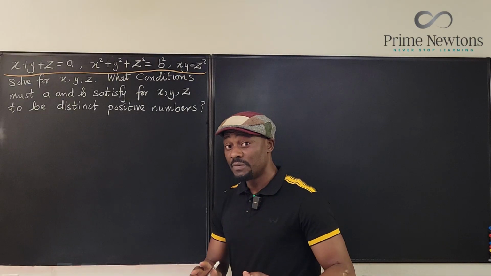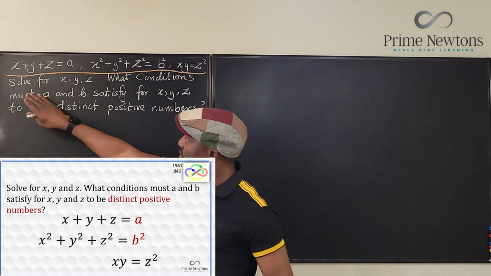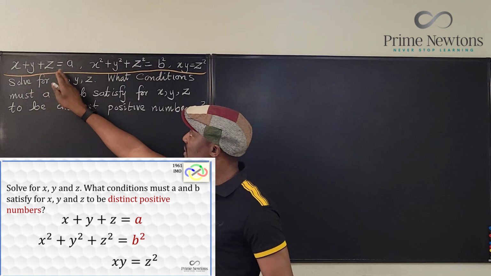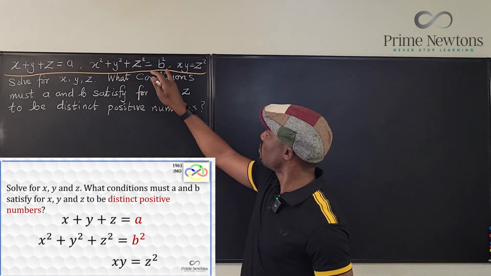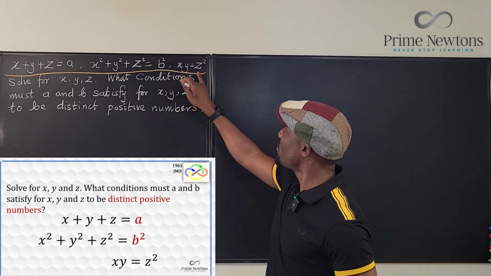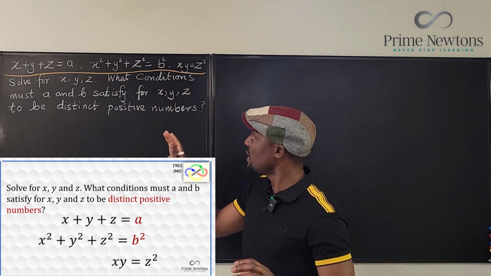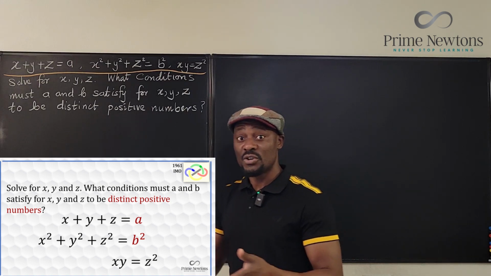So the mission for this video is to answer the question that says solve for x, y, and z. And we see that x plus y plus z equals a, x squared plus y squared plus z squared equals b squared, and xy equals z squared. So everything is in terms of a and b only. So when we get x or y or z, we're just going to get it in terms of a and b.